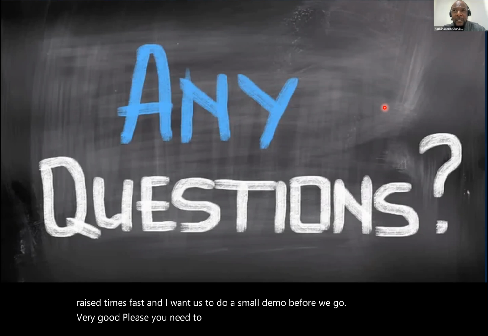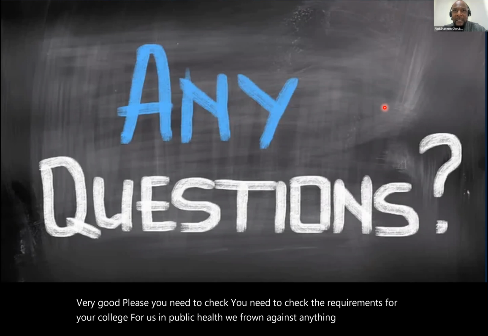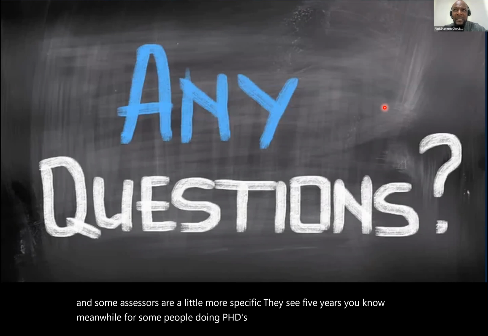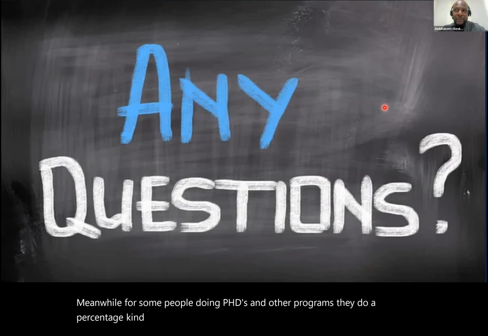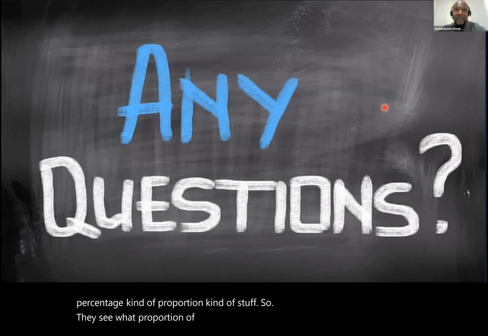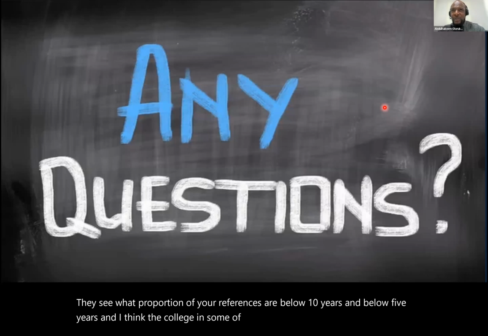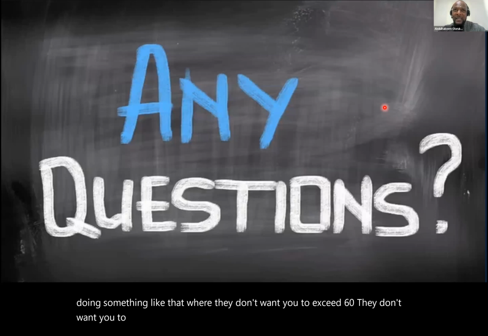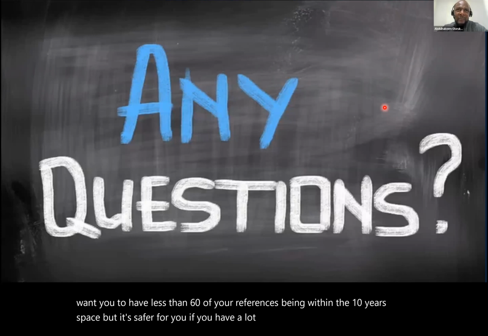Please, you need to check the requirements for your college. For us in public health, we frown against anything beyond 10 years. And some assessors are a little more specific. They say 5 years. Meanwhile, for some people doing PhDs and other programs, they do a percentage kind of proportion. So they see what proportion of your references are below 10 years and below 5 years. And I think the college in some of the departments are already doing something like that, where they don't want you to have less than 60% of your references being within the 10 years space. But it's safer for you, if you have a lot of publications, to stay within the 5 years space.